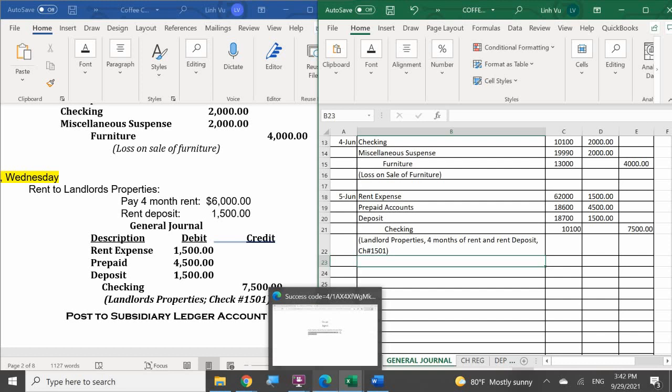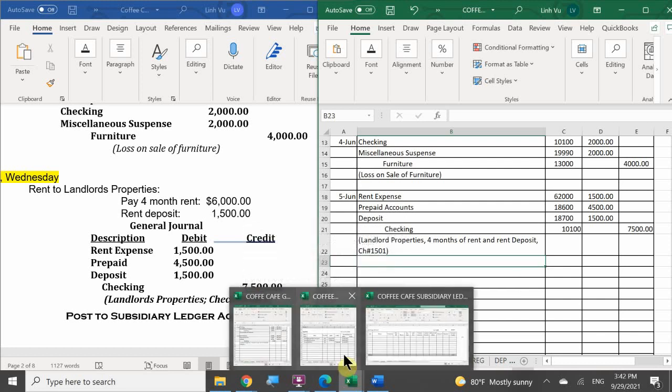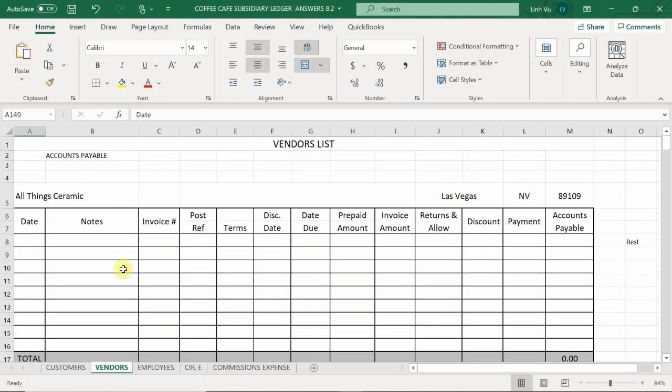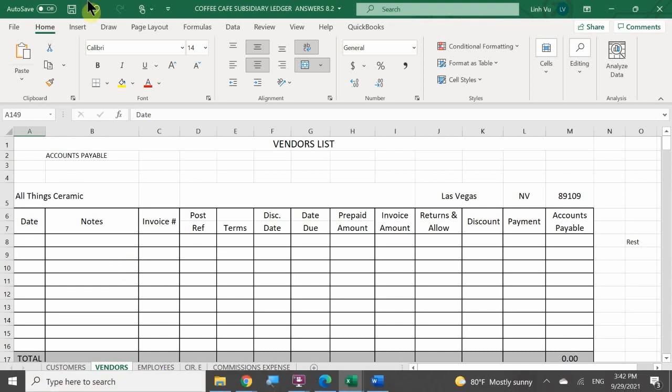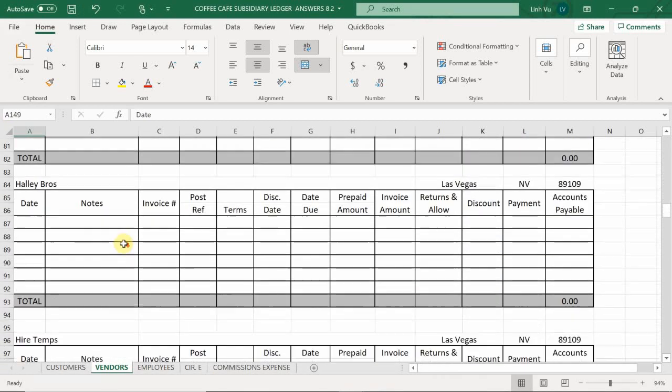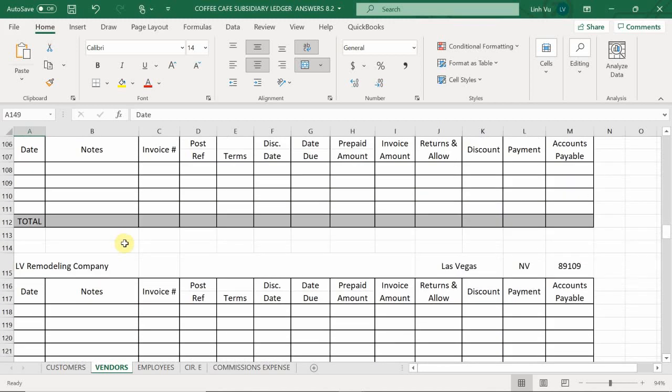Okay, so in this case, I need to go to my subsidiary ledger. And because this is a vendor, you need to look up the vendor. Now in this case, this is landlord properties. Your vendors are going to be in order based on the company, so landlord is going to be under L.